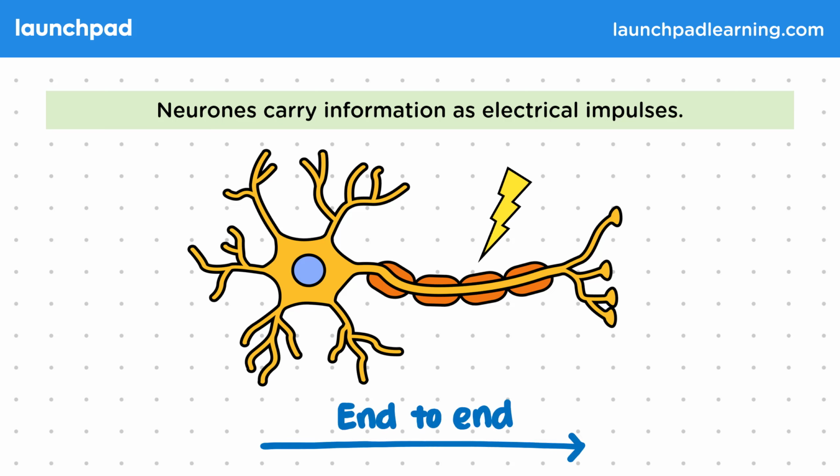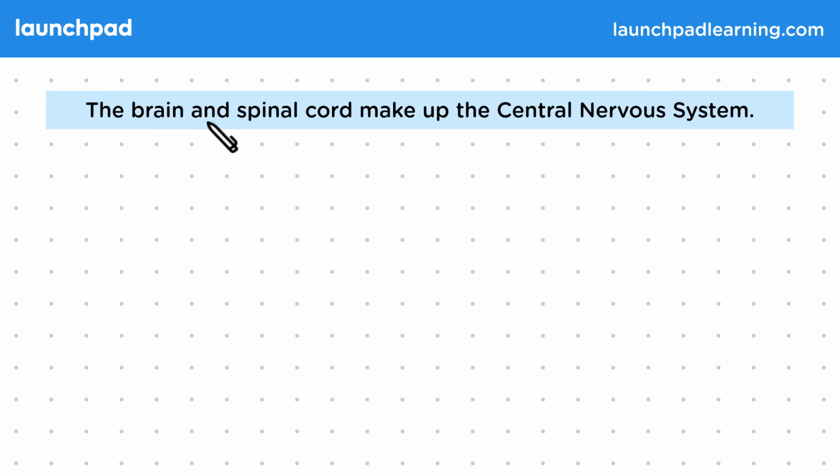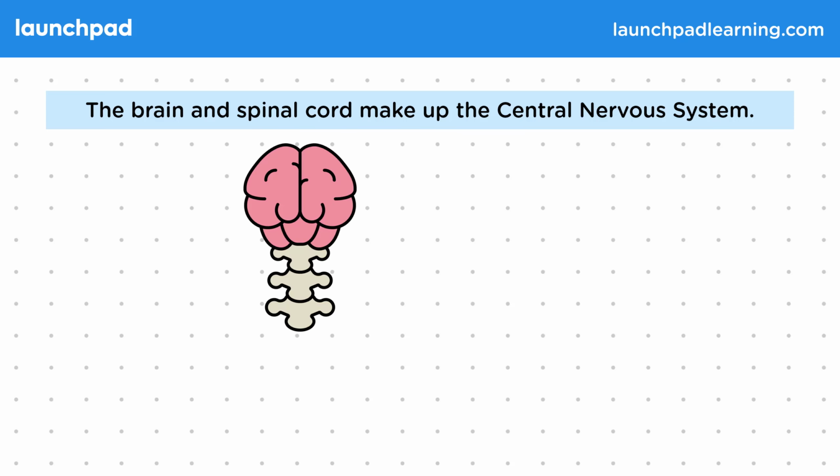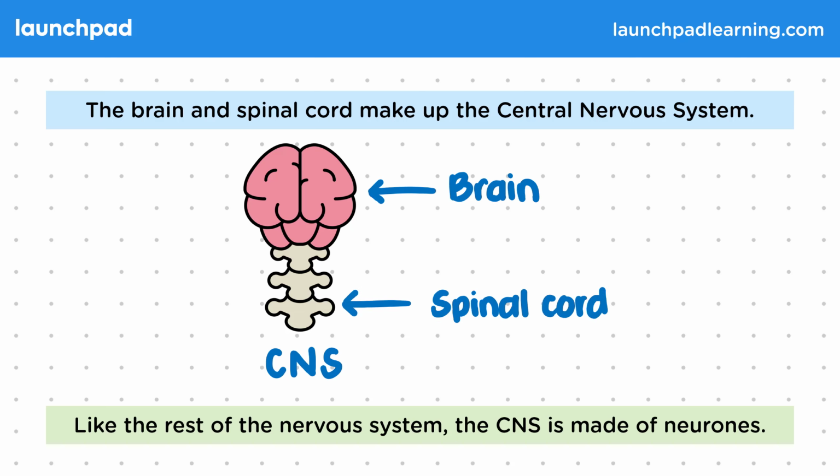What makes up the central nervous system? The brain and spinal cord make up the central nervous system. So then, the central nervous system, or CNS, is made up of the brain and also the spinal cord. Like the rest of the nervous system, the CNS is made of neurons. How would the central nervous system coordinate catching a ball?